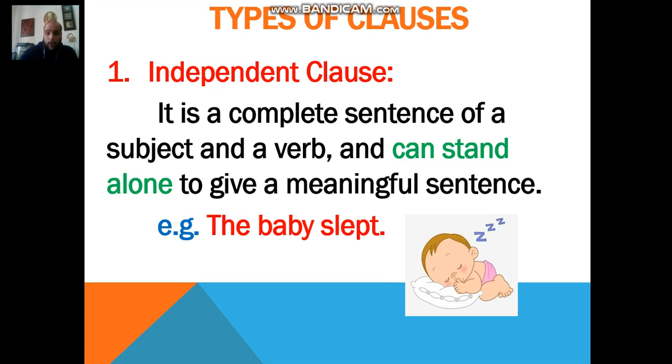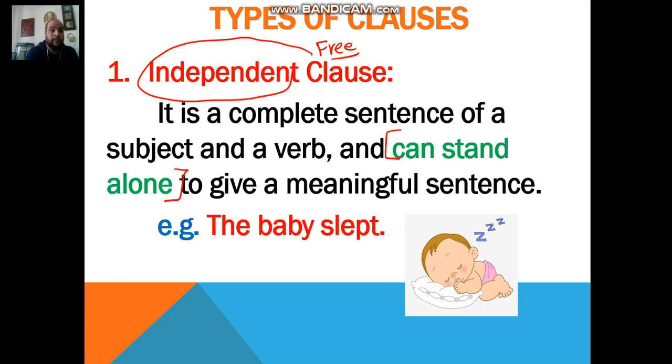Clear? So an independent clause, bear in mind, it's a free clause, the free one. It's a complete clause or sentence. Of course, it has a subject and a verb. Every clause has a subject and a verb, even the dependent one, which we cannot understand by itself. So, it can stand alone. We can understand it by itself to give a meaningful sentence.